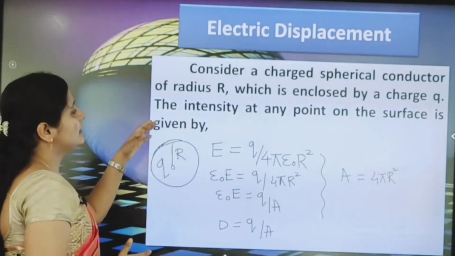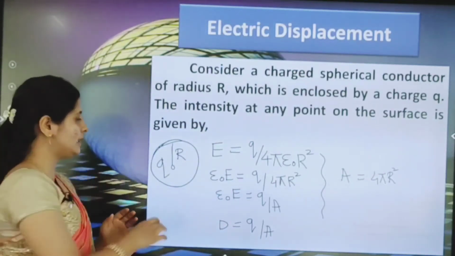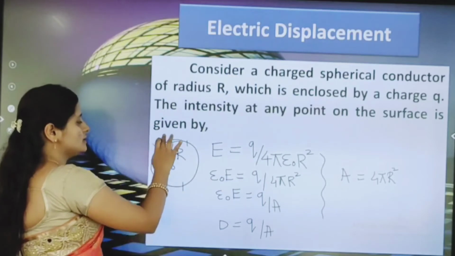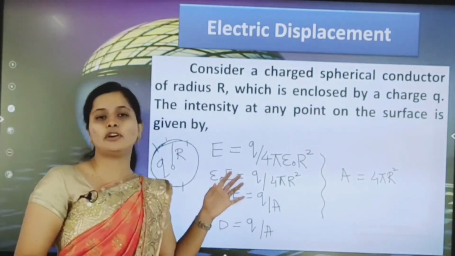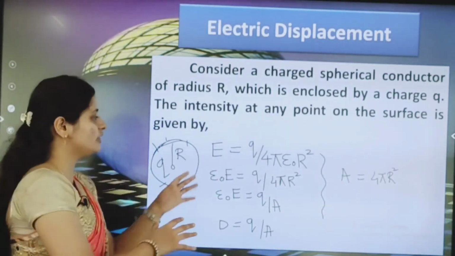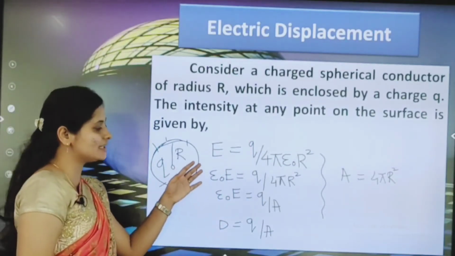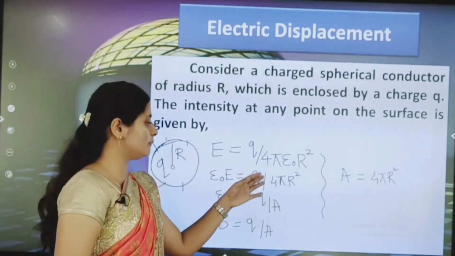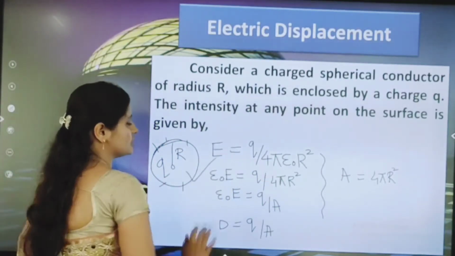Next here, the intensity at any point on the surface is given by, E is equal to q divided by 4 pi epsilon naught r square. Next we are simplifying this, taking epsilon naught on this side, epsilon naught E is equal to q divided by 4 pi r square. We will get this equation.